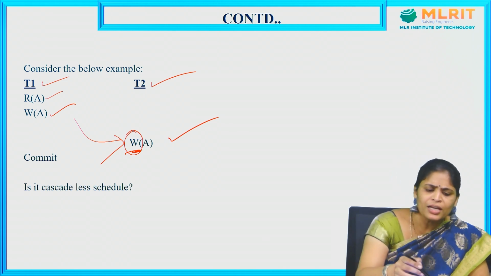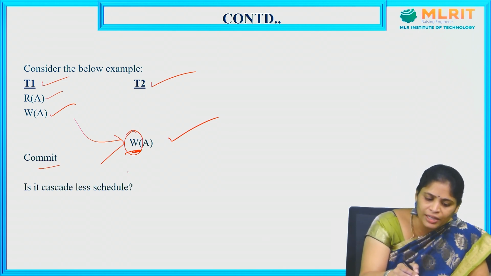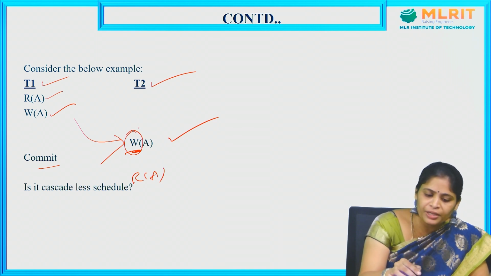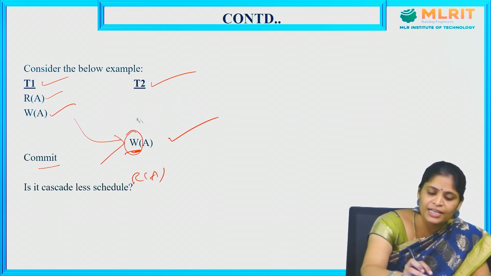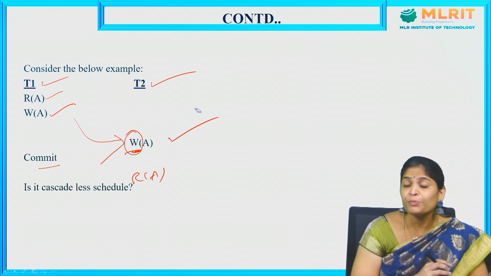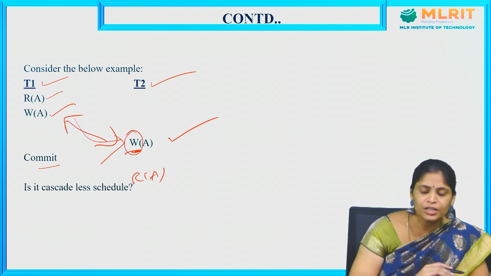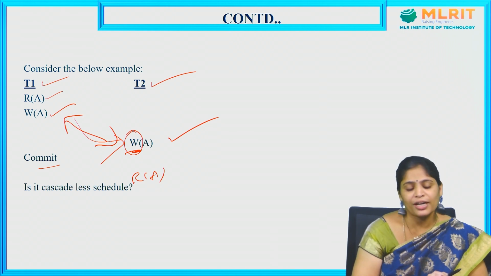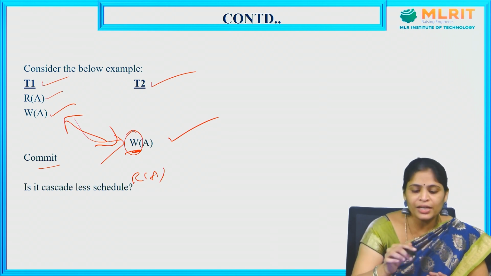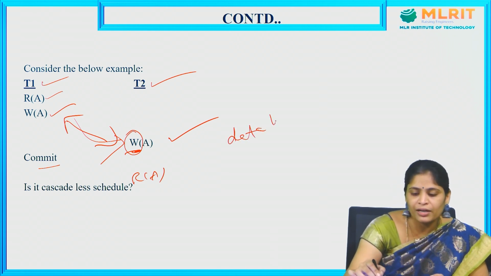Why? Because only after committing, if I want to read, I can read the data item. But before committing, I am not reading the data item, right? So that is why it is a cascadeless schedule. But here one problem may occur. That is a write-write conflict. Write-write conflict means here data loss may occur.